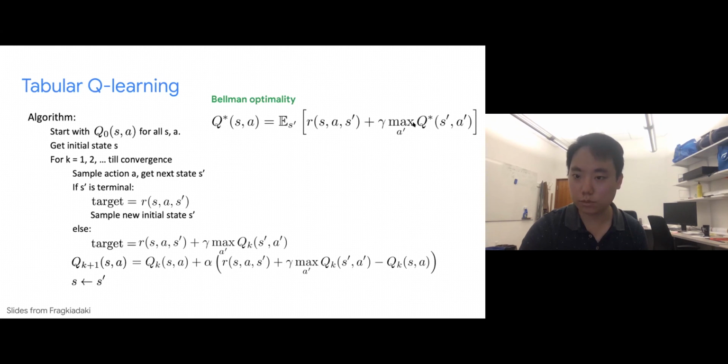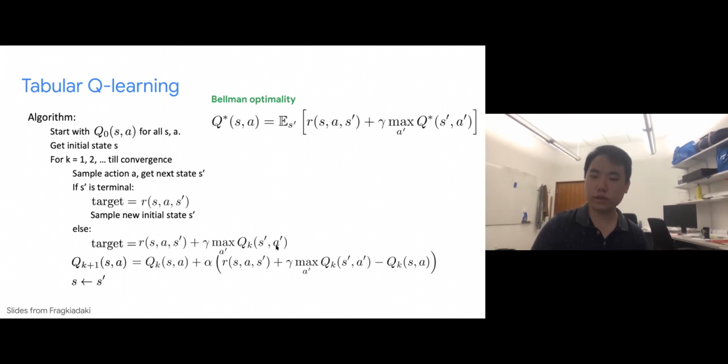So if S prime is a terminal state, I'm going to treat my target as just a particular reward. So again, this is my optimality equation, right? If S prime is already a terminal state, you're no longer interacting with the environment, so all of this goes to 0, and your target is just your reward. Otherwise, your target is this term on the right-hand side: the immediate reward that you observe plus your expected discounted values in the future.